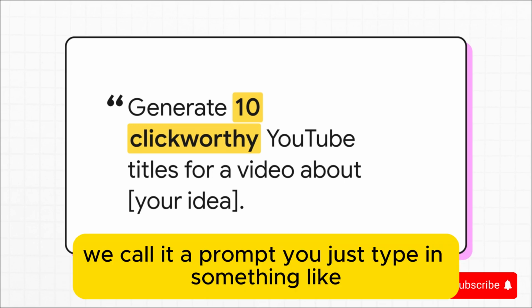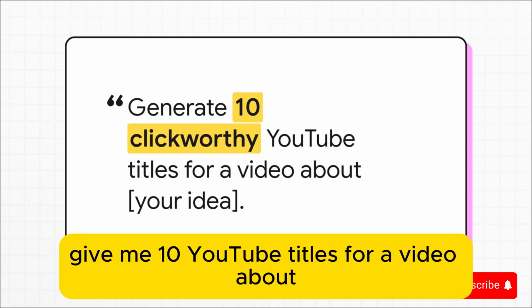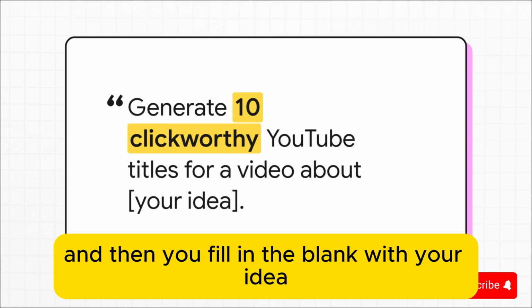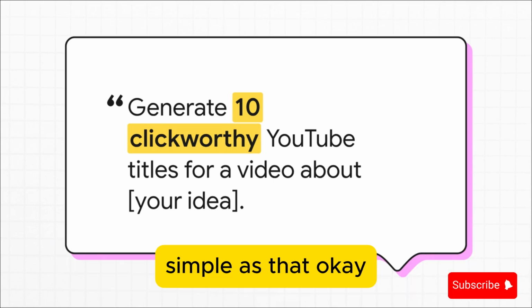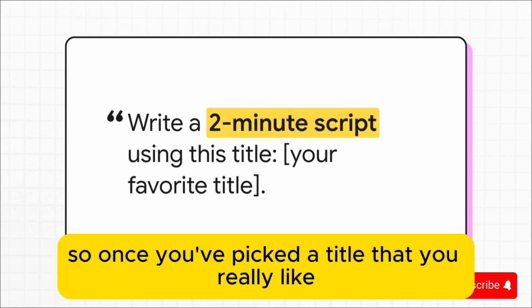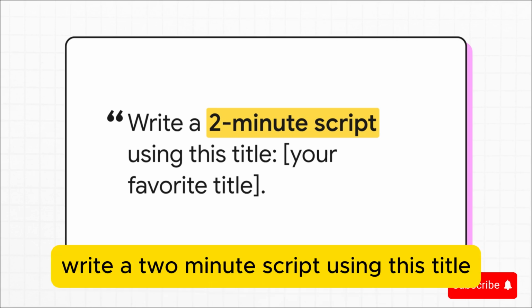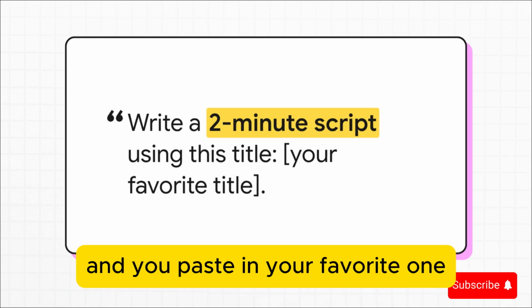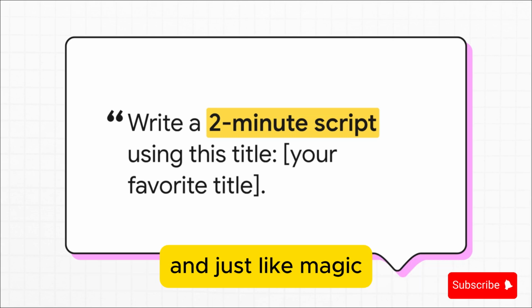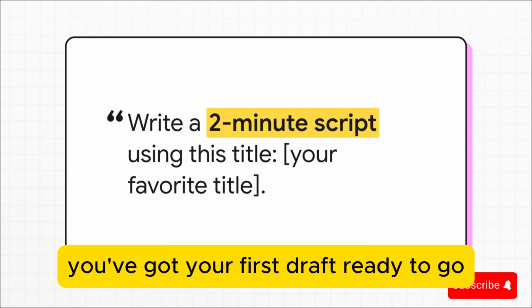You just type in something like, "Give me 10 YouTube titles for a video about," and then you fill in the blank with your idea. Simple as that. Okay, so once you've picked a title that you really like, you move on to the next prompt. You just tell it, "Write a 2-minute script using this title," and you paste in your favorite one. And just like magic, you've got your first draft ready to go.